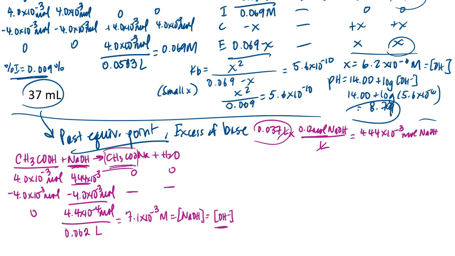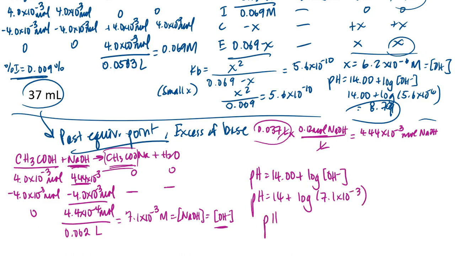So if I'm going to calculate the pH of the system, then that would be 14 plus the log of the hydroxide ion concentration. And so that would be 14 plus the log of 7.1 times 10 to the negative third. And if I do that math, then I get a pH of 11.85 if I do that calculation.